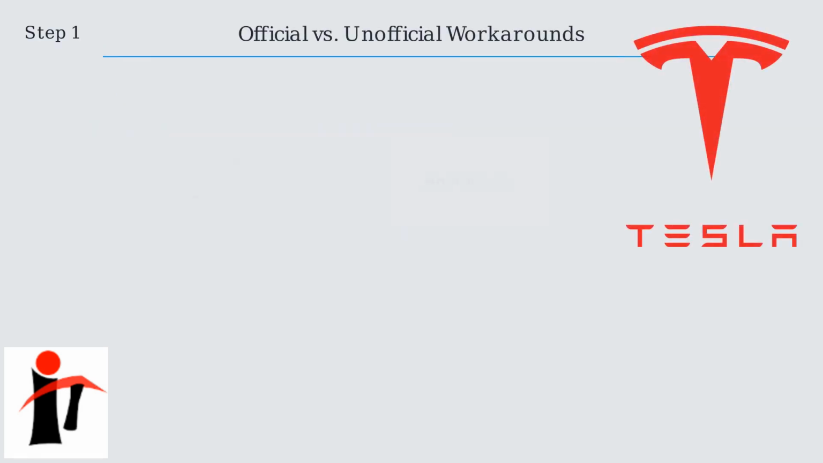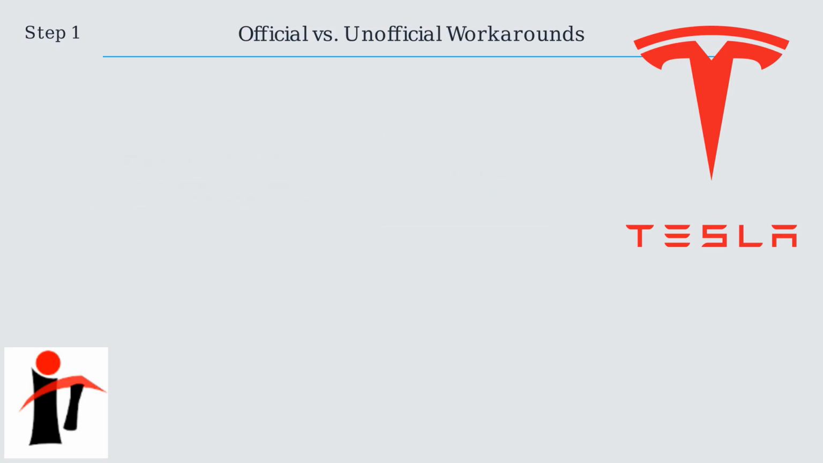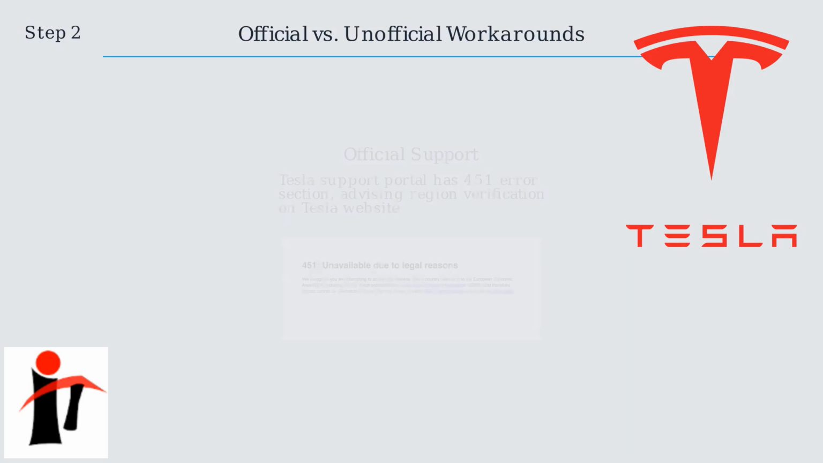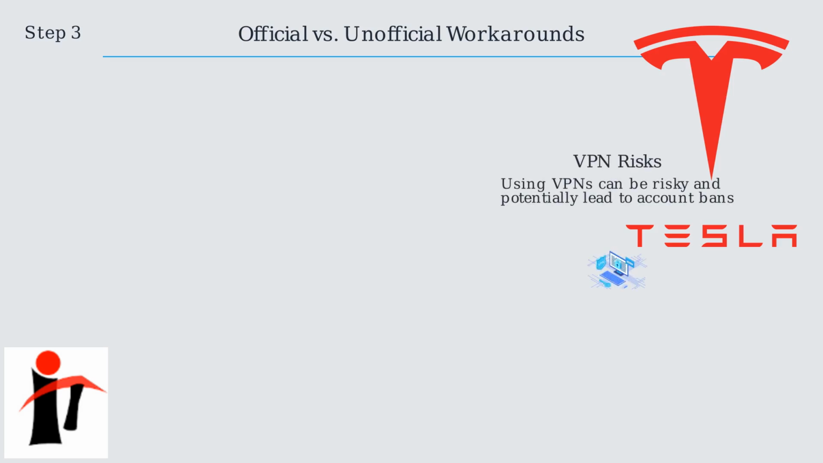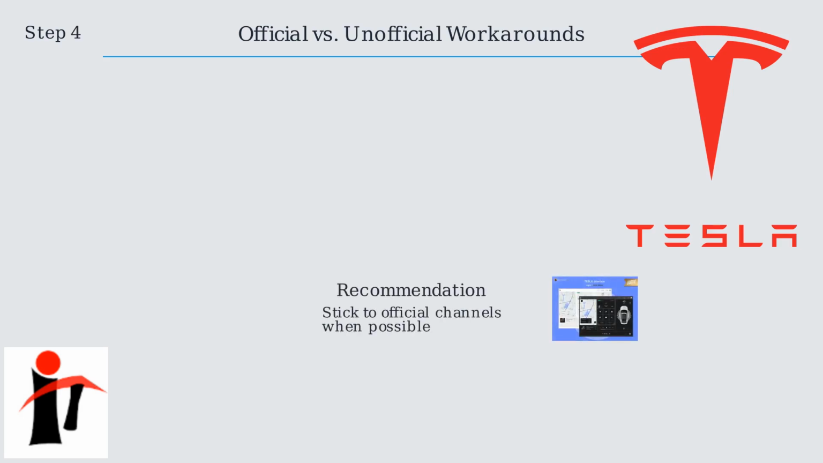Tesla officially discourages unofficial methods like APK downloads on Android due to security risks. The Tesla support portal now has a dedicated section for 451 errors, advising users to verify their region on the Tesla website. Using VPNs can be risky and potentially lead to account bans. Stick to official channels when possible.